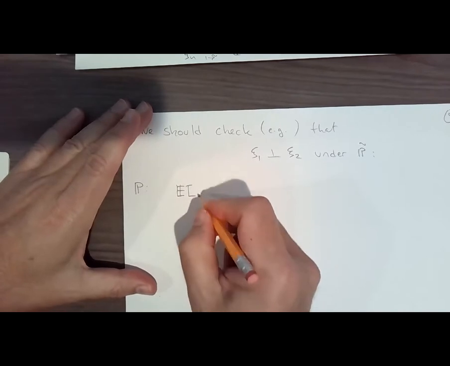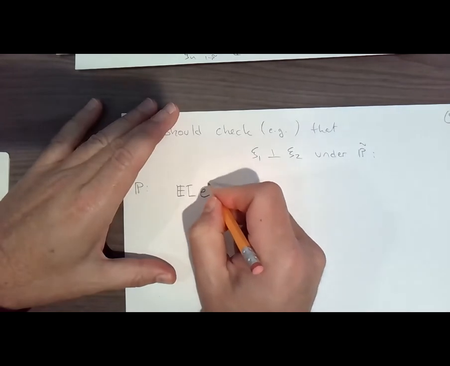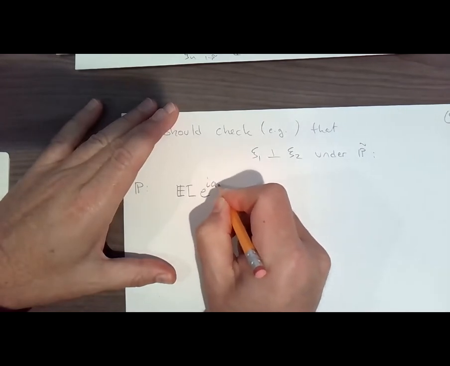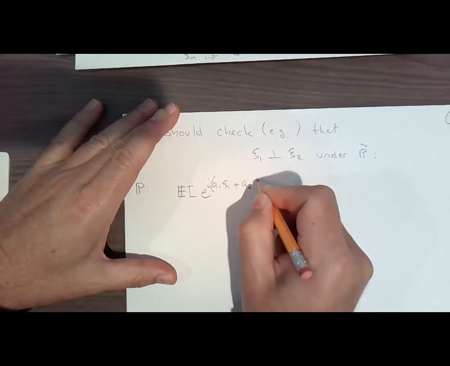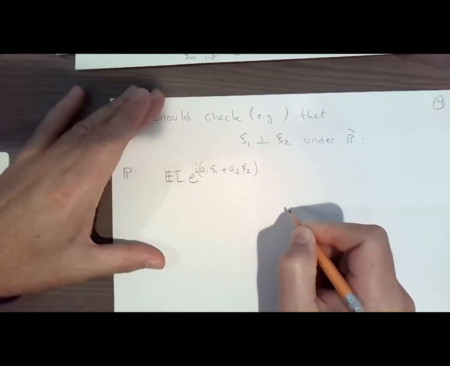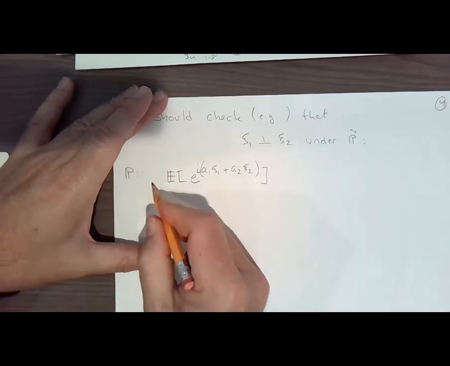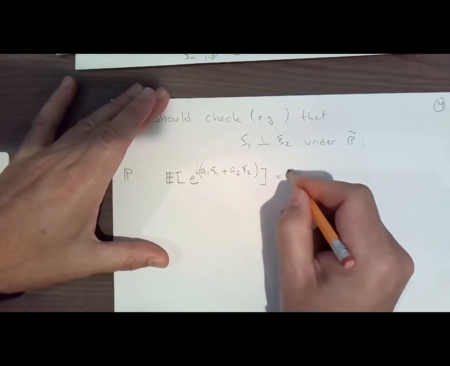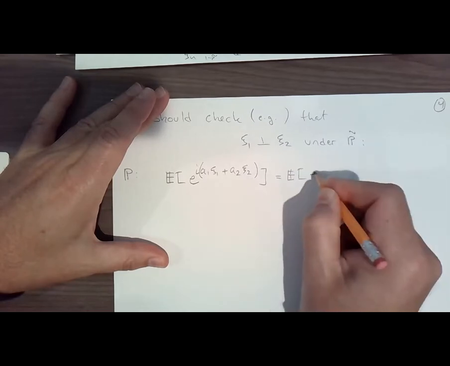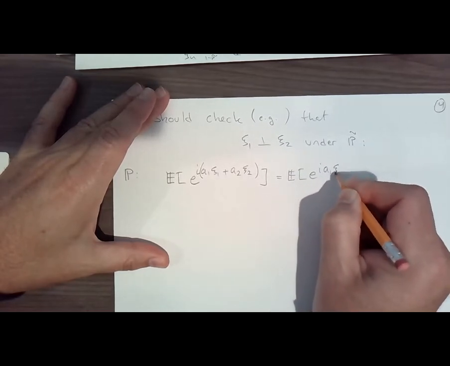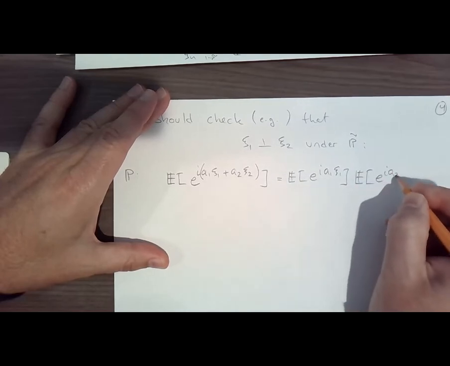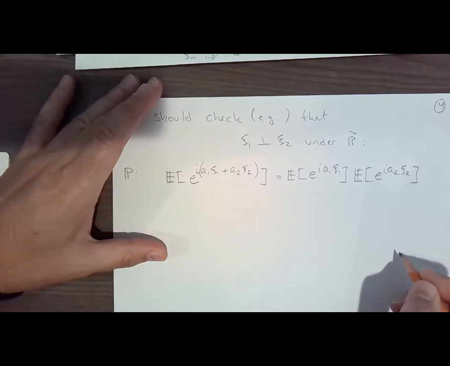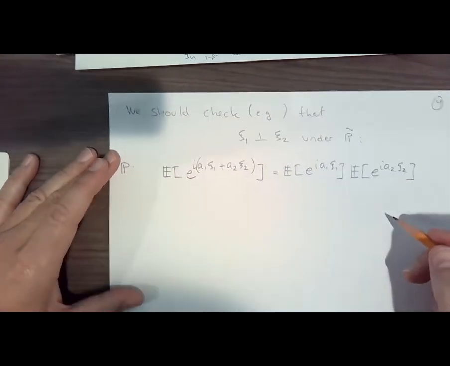On the P, if I looked at the joint moment generating function, this would be E of e to the i a1 psi 1 plus i a2 psi 2. Given that you have independence, you know that the characteristic function has the product structure. If you don't like the i, you can throw away the i and do the moment generating function.